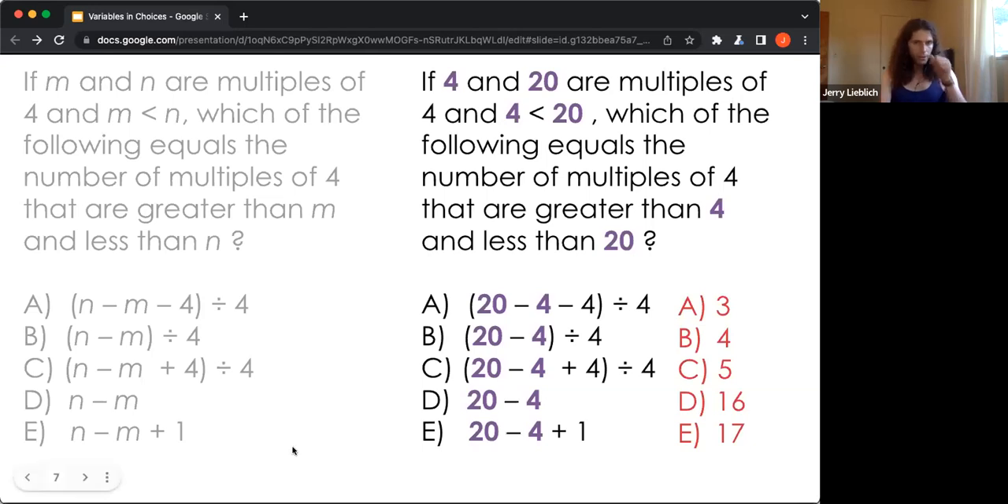All right, so let's try another one. I'm going to give it to you. I want you to try using this method and send me your answer when you have it. I'll give you about 2 minutes to work on it.